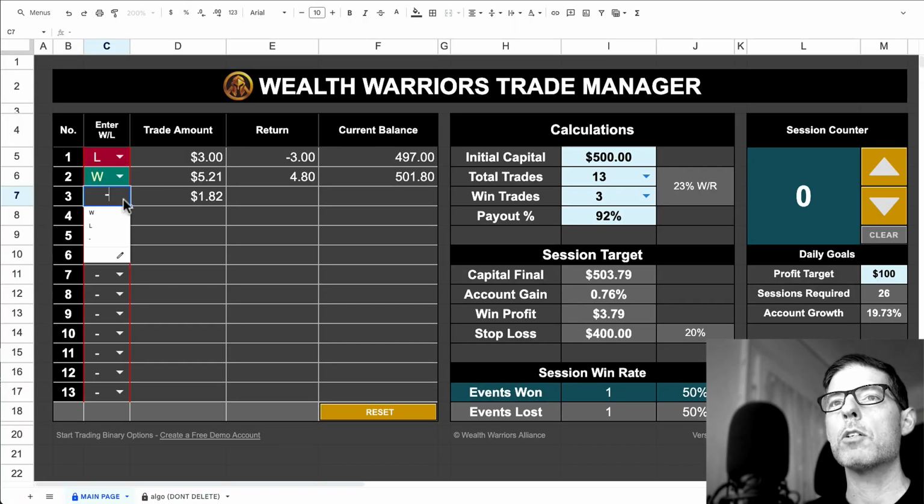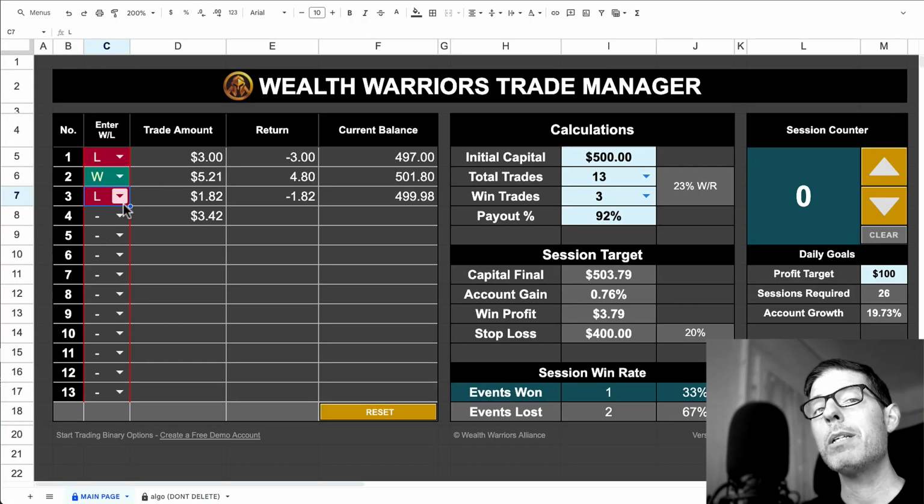Back over here in the trade manager. Can we still win even if we have losses? That's what the trade manager is for.